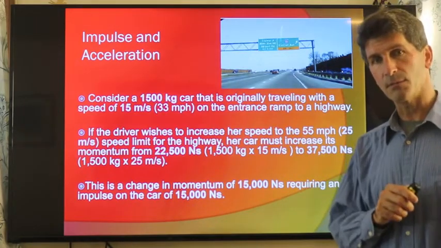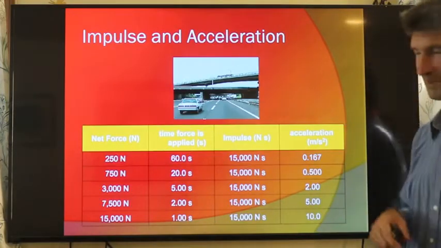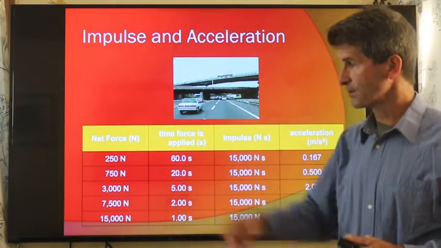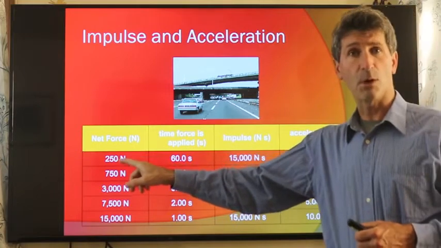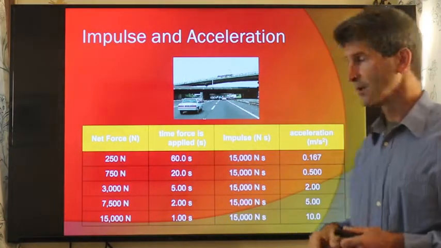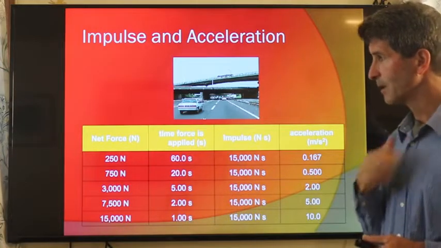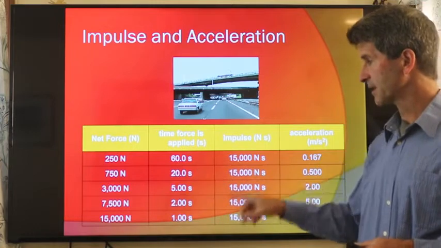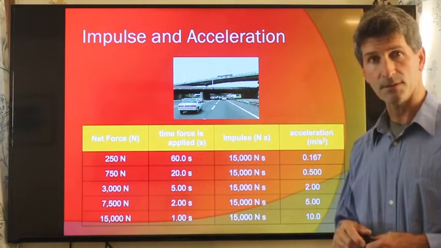Notice I can do this in many, many ways. I can apply a very small force, maybe a net force of 250 newtons. This, by the way, is the total force because friction is opposing this. So if I took my foot off the pedal, I'd actually slow down. But with only 250 newtons of force, it would take me 60 seconds to reach 15,000. 250 times 60 is 15,000.